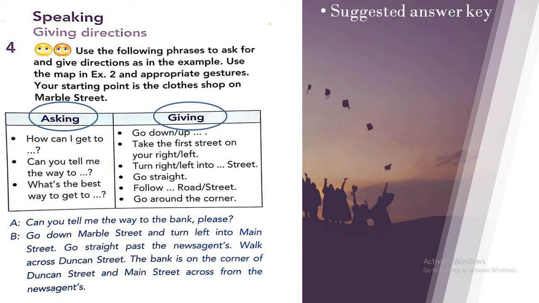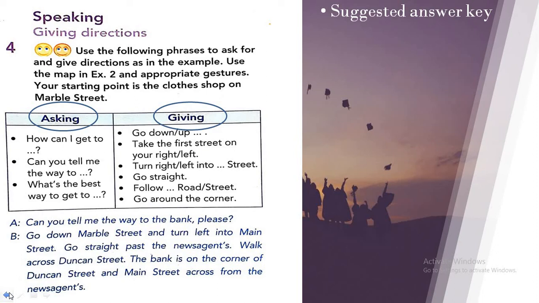3. What's the best way to get to? How do you give direction? Go down, go up. You can say go down the street, or go up the street, etc. 2. Take the first street on your right or left. 3. Turn right, turn left into, for example, Marble Street or Smith Street, etc.